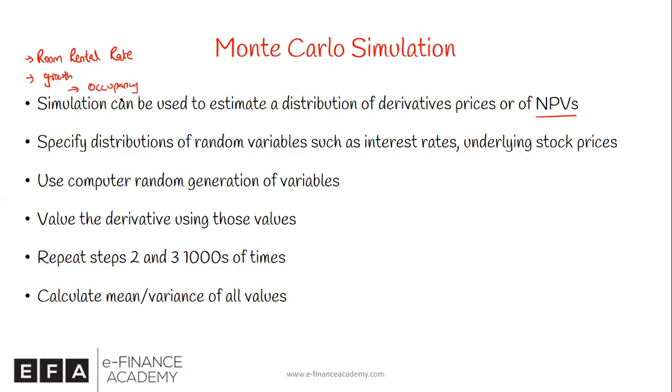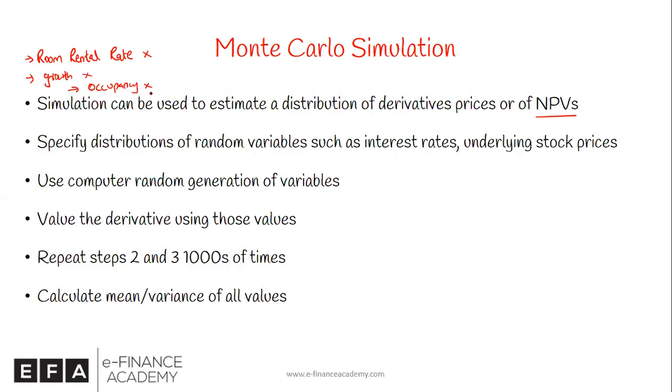What I'm trying to say is you'll have to make a lot of assumptions, and based on these assumptions, you will actually come up with the overall net present value. So based on estimates for each of these assumptions, you will come up with the NPV for the project. However, of course, your estimates could go very wrong, right? Your estimates concerning room rental rate per night, the growth rate, the occupancy rate could be very wrong.